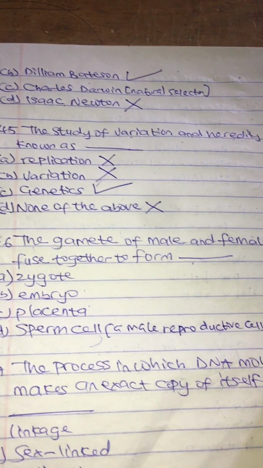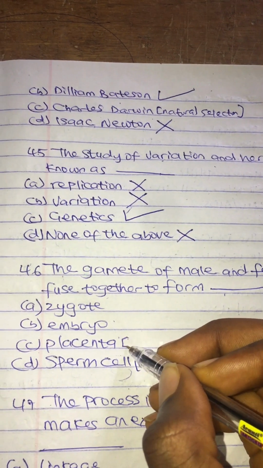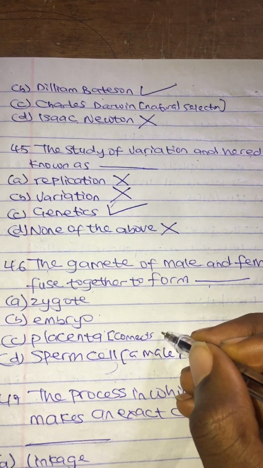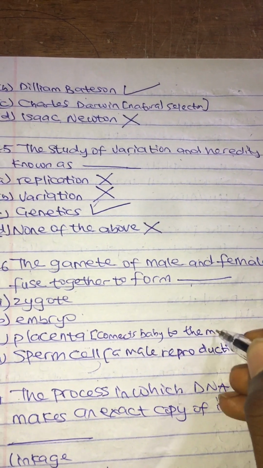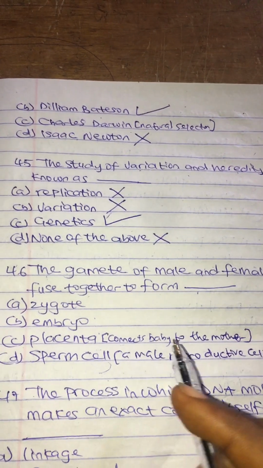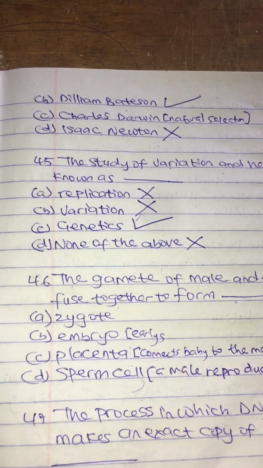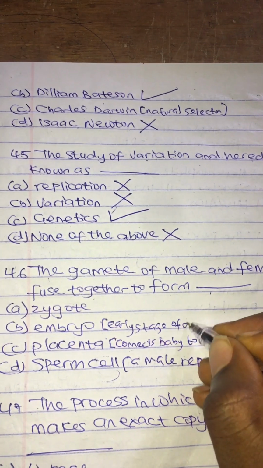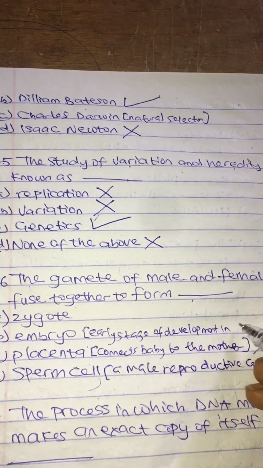So it's out of it. Placenta. What's placenta? Placenta connects the developing baby to the mother, to pass nutrients and to pass out waste. While embryo is an early stage, it's also out. Embryo is an early stage of development in organism.